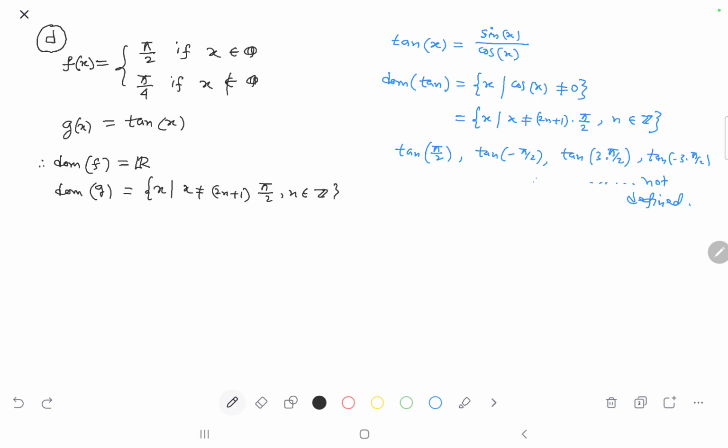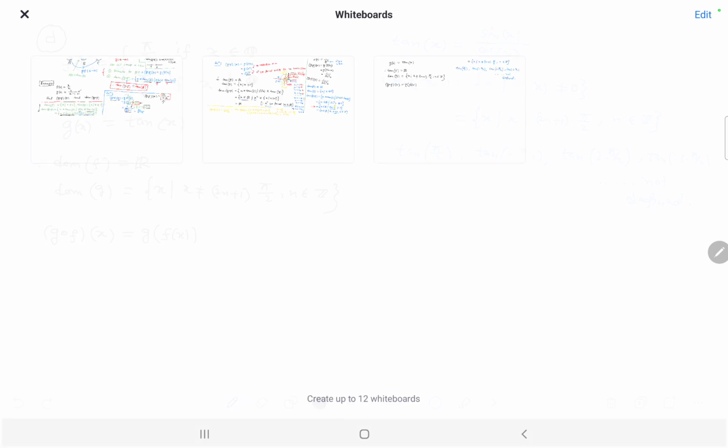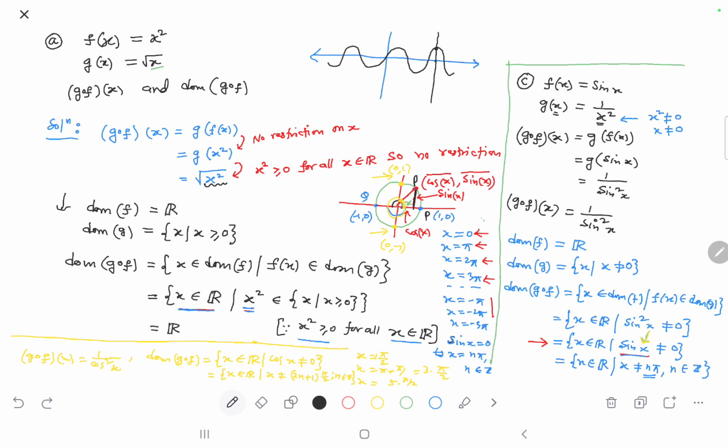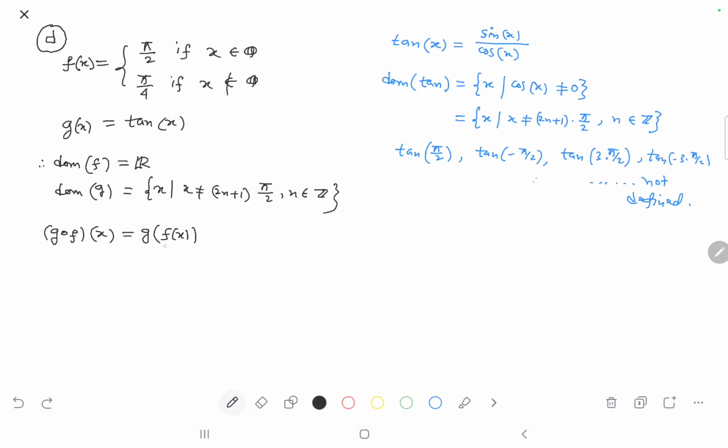Very good. So now look at this, the formula when we calculate g composition of f applied to x. It is defined as g of f(x). Now look at f(x). In the previous example there was only one formula for f(x), for example x square, or sin x. But in this case, f has two parts: for rational pi by 2, for irrational pi by 4. Now g can take only those numbers which are not of the form odd multiple of pi by 2. Got it?